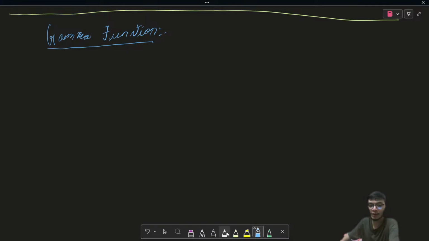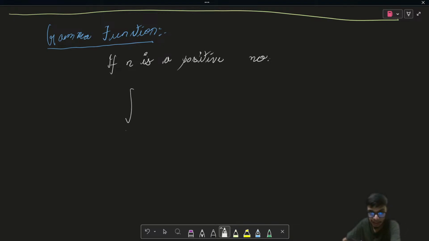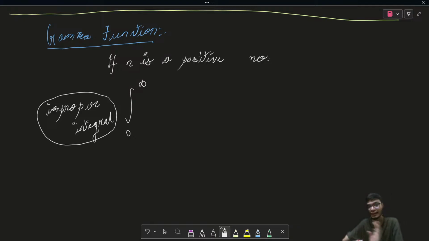The gamma function is basically a special type of integral. If n is any positive number, then we have this kind of improper integral. Now, what is a proper integral and what is an improper integral? You will definitely learn that in university. Don't ask me why I am taking this topic. I have seen questions especially in JEE Mains, that's why I'm taking this topic.